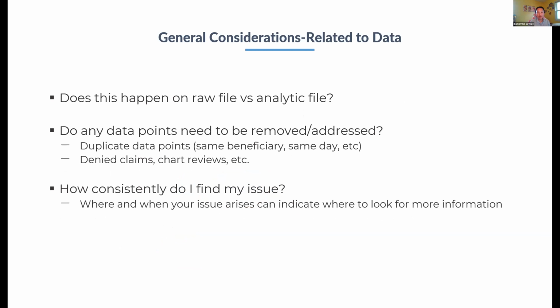Do any data points need to be removed or addressed? We talked about these a little bit: duplicate data points. Maybe you might see a few instances where you have the same beneficiary on the same day. And then also thinking about, do you have denied claims in your data, or have you removed them? Same with chart reviews. And how consistently do I find my issue? Consistency in this instance can mean both time and overall. So when and where your issue arises can indicate where to look for more information.